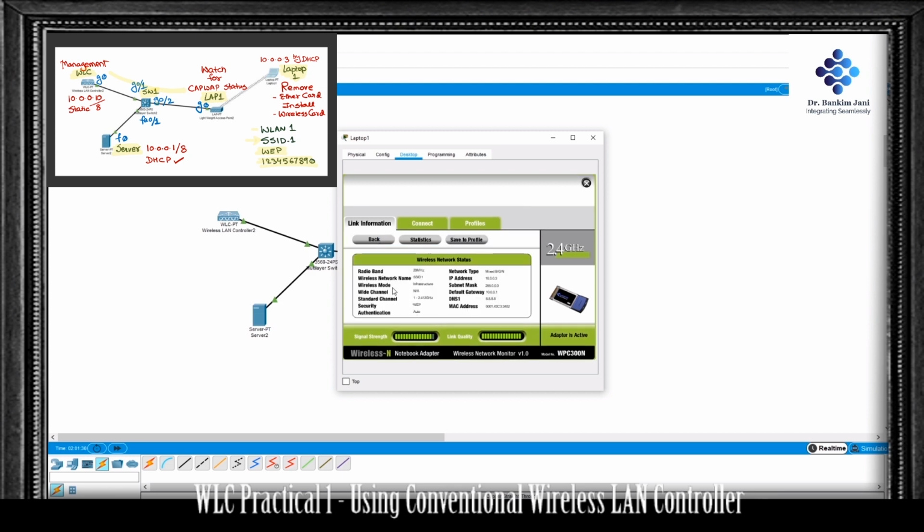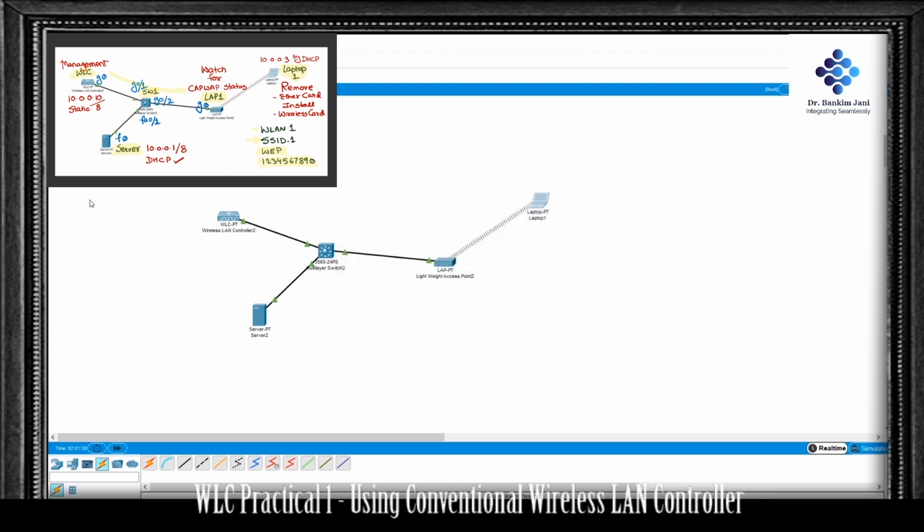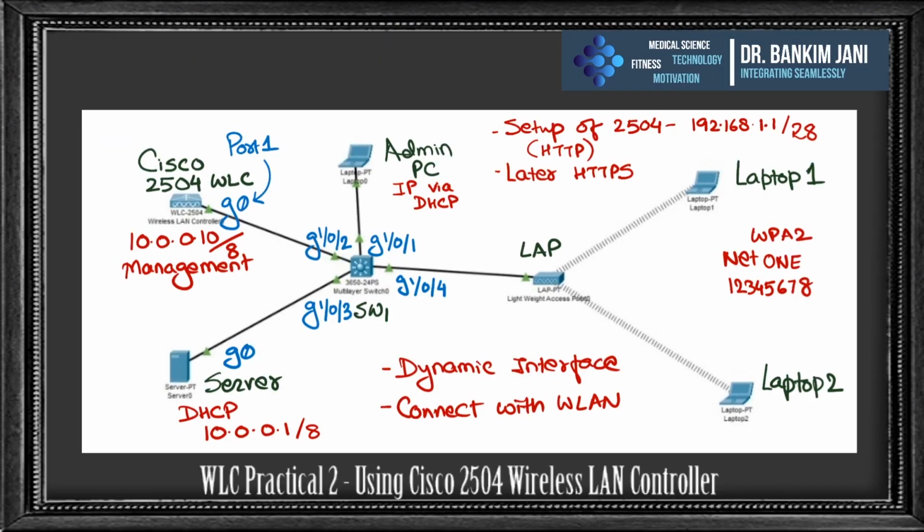And in more information, yes, we can see that default gateway and the DNS, they are over here. So this completes our first practical. Now let's start with the second practical. In this we'll be using Cisco 2504 wireless LAN controller.